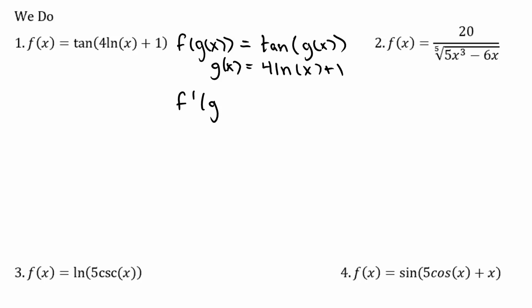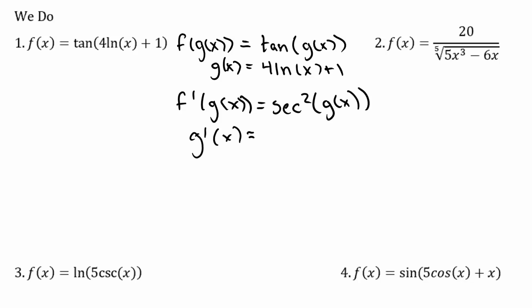So derivative of the outside, derivative of tangent is secant squared. Derivative of natural log x is 1 over x, so we've got 4 over x. Derivative of 1 is 0.